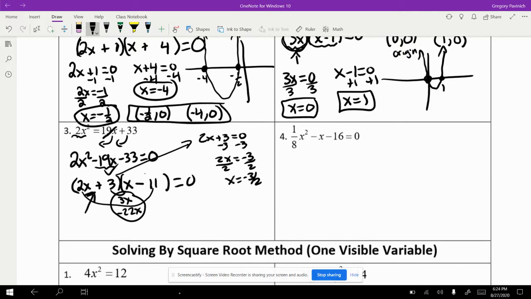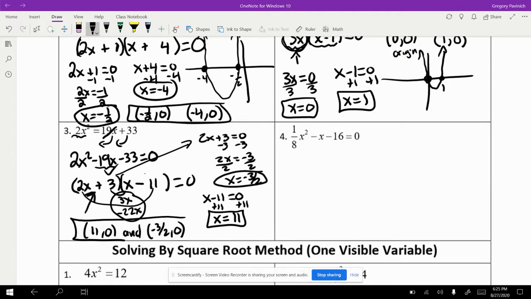Do not write that as a decimal. Do not write it as an improper fraction. I mean a mixed number. We always write it as an improper. It's late. I'm tired. Late for me anyways. We're doing work. Okay, my next one is x minus 11 equals 0. So x equals 11. Again, these are my x-intercepts, 11, 0, and negative 3 over 2. Find an x-intercept. It's important.